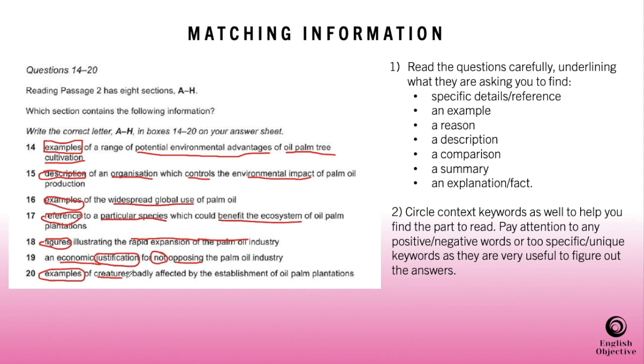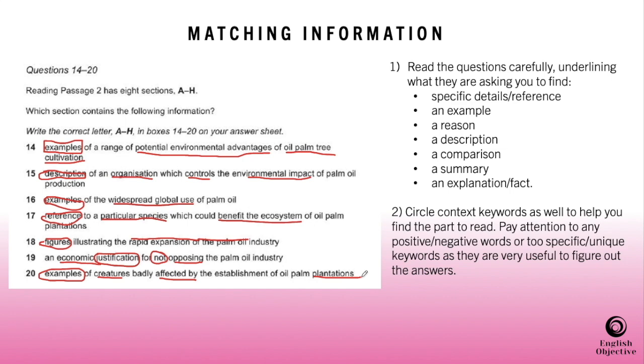So I need to find some examples of some creatures. It could be animals, I'm going to guess, animals or plants, something that is alive and that was affected by these plantations, by the cultivation of oil palm. Okay? So now we're going to move on to the next step. So once I understand exactly what the questions are telling me, so I paraphrase, I identify the kind of information, I try to understand the context keywords in the simplest way possible, we'll move on to the text.